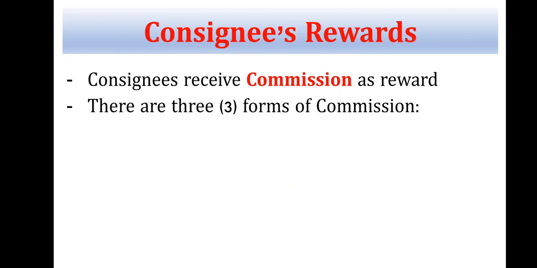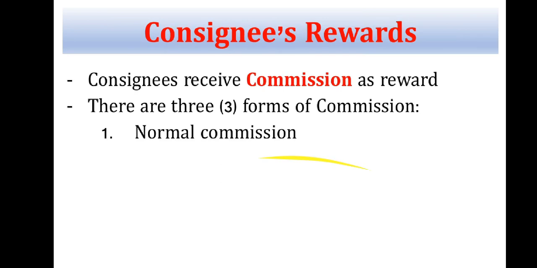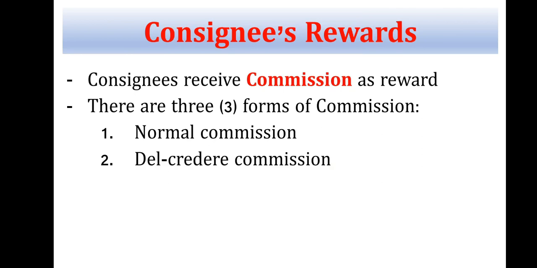If you are talking about this commission, there are three forms of commission that a consignee receives for his services. The first one is called normal commission. The second one is called Del-Credere Commission, while the third one is called overriding commission. I will be taking this commission one after the other, and I will explain them for you to understand.